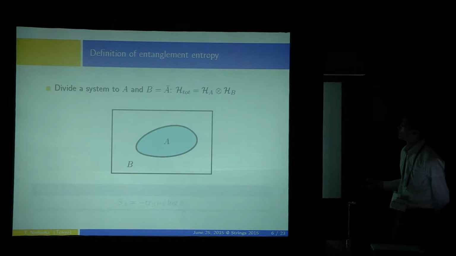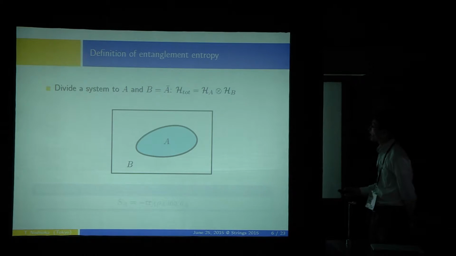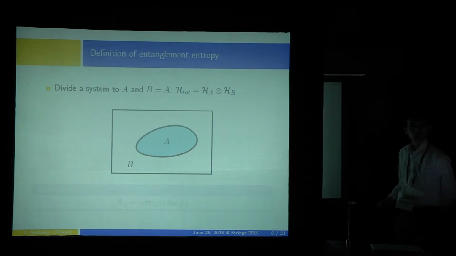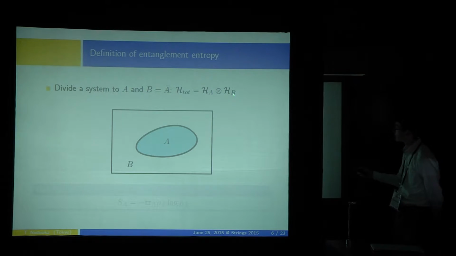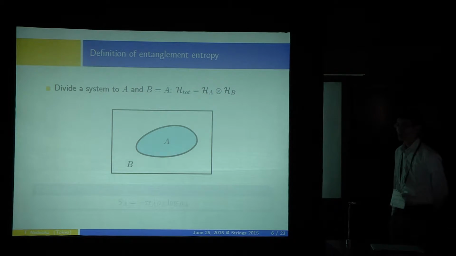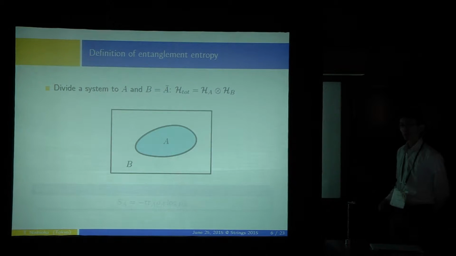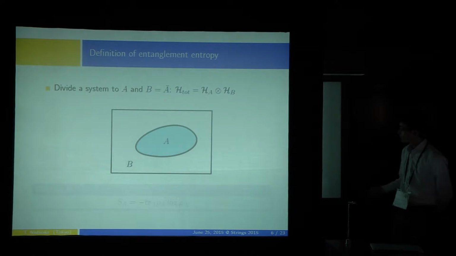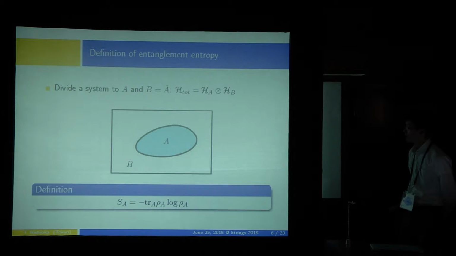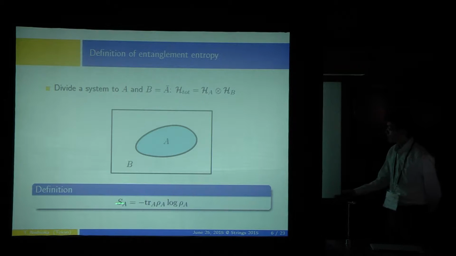First, to define an entanglement entropy, we usually divide a system into two parts, A and B. In that case, we assume that the Hilbert space of the total system is decomposed into a tensor product of the Hilbert space of A and the Hilbert space of its complement. Then we can define a reduced density matrix for this region A by tracing over the Hilbert space B. And by using the reduced density matrix, we can define an entanglement entropy for the region A as the von Neumann entropy for this reduced density matrix. This is the definition of the entanglement entropy.